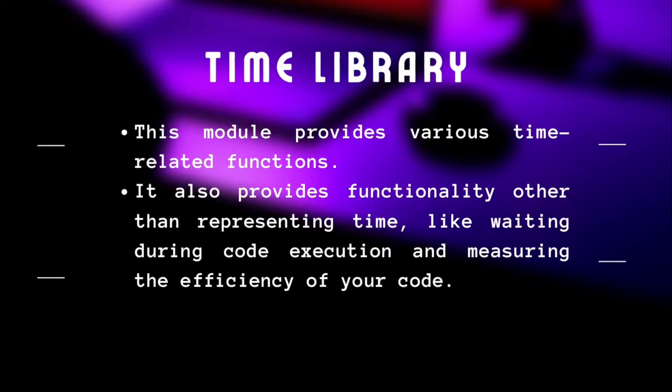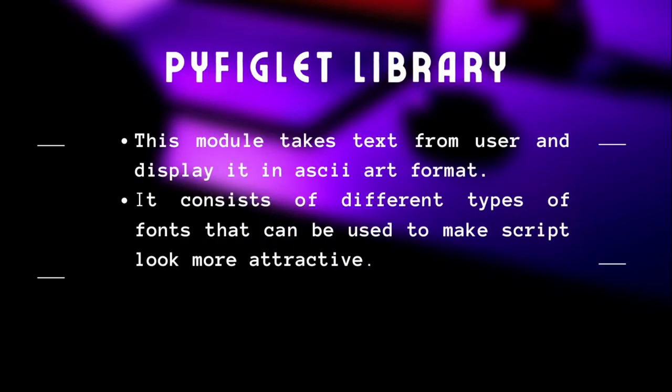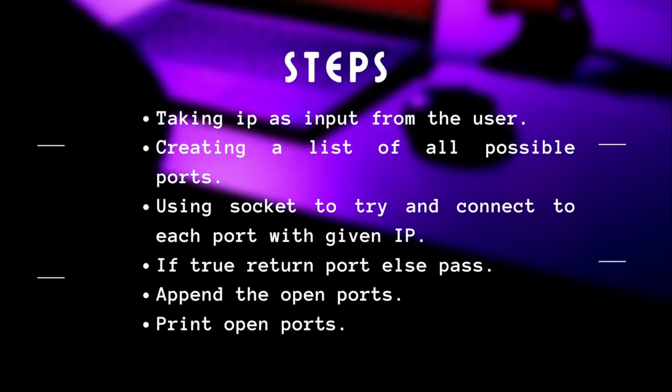So yeah. And the next library is the pyfiglet library. This module takes text from the user and displays it in an ASCII art format. So it consists of many different types of fonts that can be used to make the script look more attractive on the terminal. So now the last slide is the steps that we need for this project.